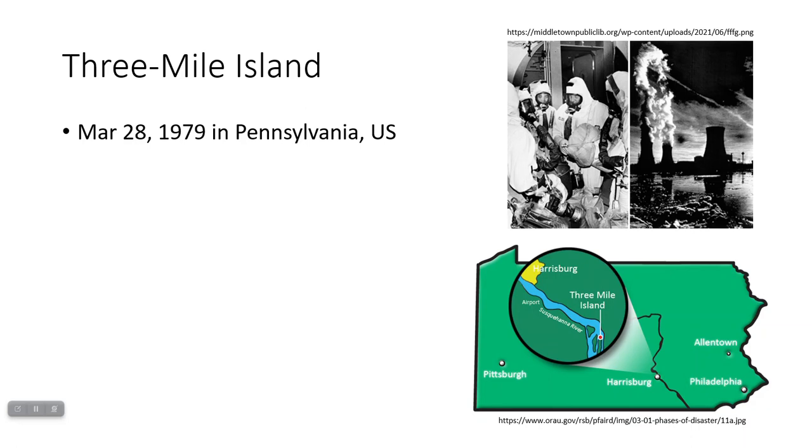3 Mile Island was the most distant in the past. I was actually not alive for this one, so I didn't hear as much about it, especially growing up. This happened in Pennsylvania in the United States. So this map is of Pennsylvania. Here you see Philadelphia on one end and Pittsburgh on the other end, and almost smack in the middle was the 3 Mile Island power plant.